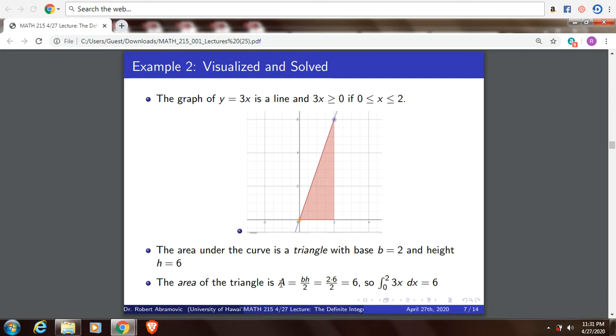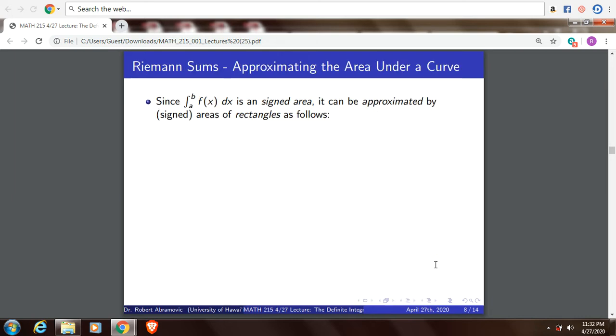The area of a triangle with base b and height h is b times h divided by 2. So in this case, you take b, which is 2, multiply by h, the height, 6, and divide by 2. So you get 2 times 6, which is 12. Divide by 2, you get 6. The definite integral from 0 to 2 of 3x dx is equal to 6. There you have it. That's how you can compute a definite integral, just by interpreting it as the area under a curve. And it's also possible to define a definite integral using what are called Riemann sums as a limit.